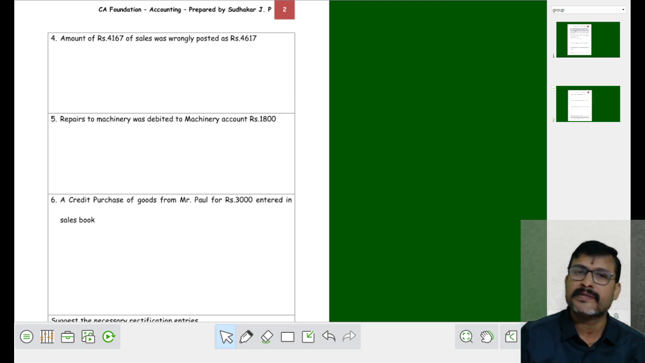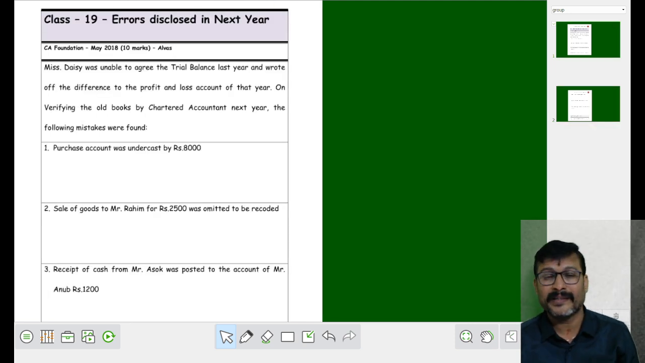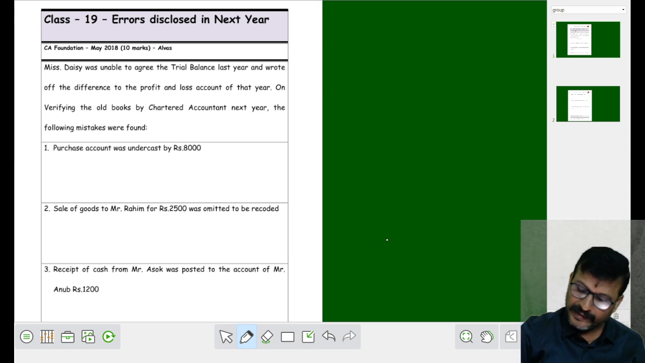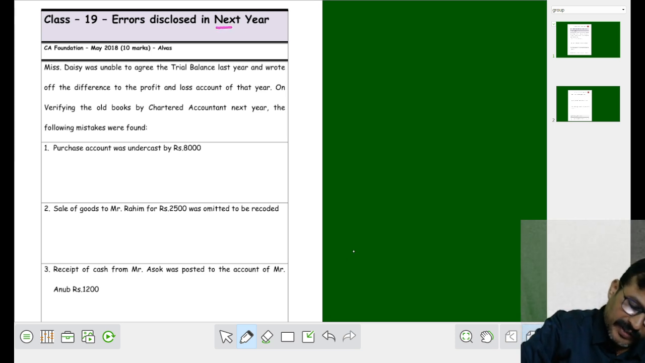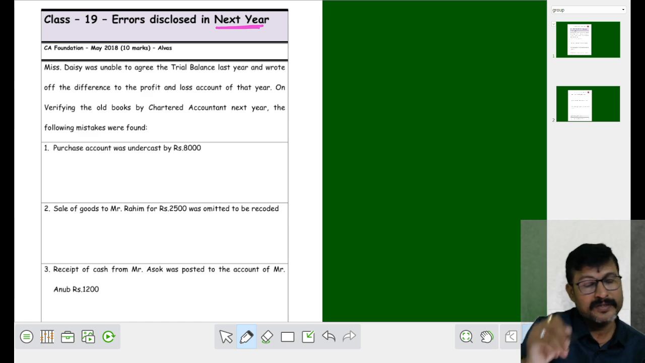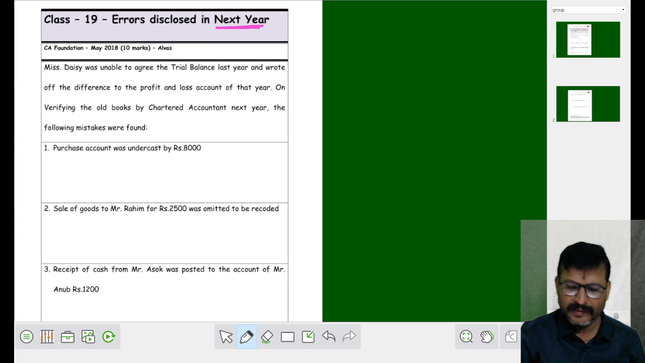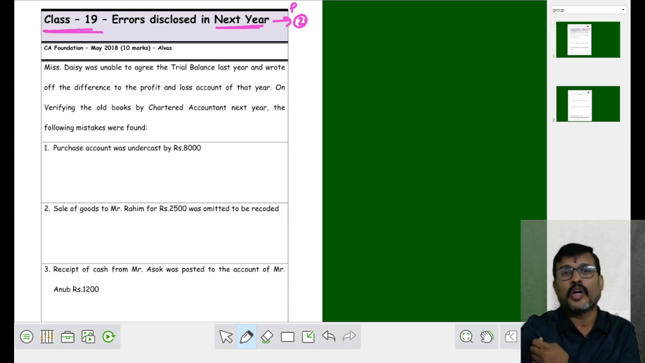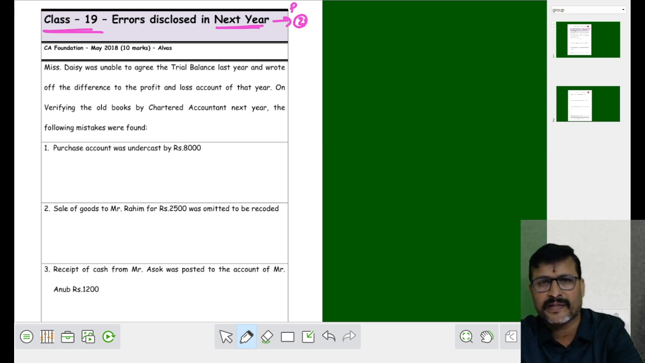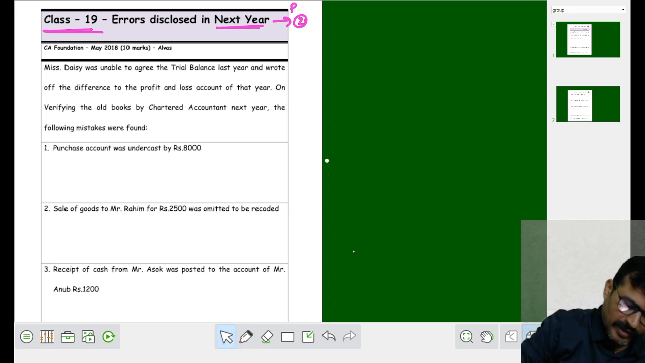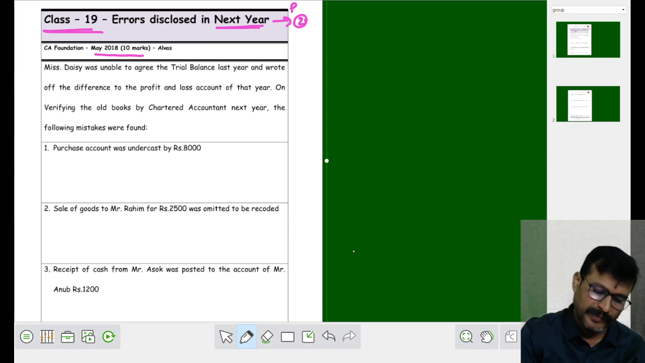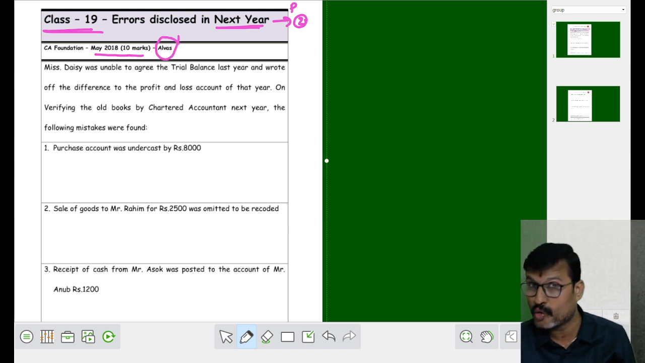My dear students, we are in error class 19. Here the errors are disclosed in the next year. Earlier I solved one problem with a detailed explanation, but here, in the next year, it is a second problem. The total class number is 19, meaning 18 classes of rectification of errors are already completed. This question was asked in May 2018 for 10 marks. The same question is also printed in the Alvas material, Mode B3.